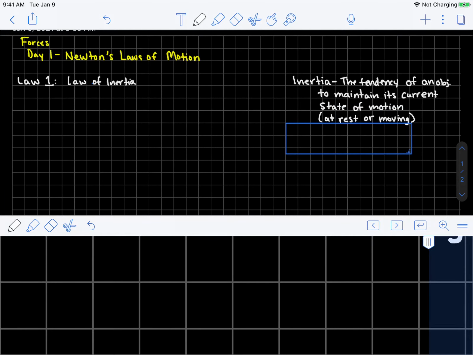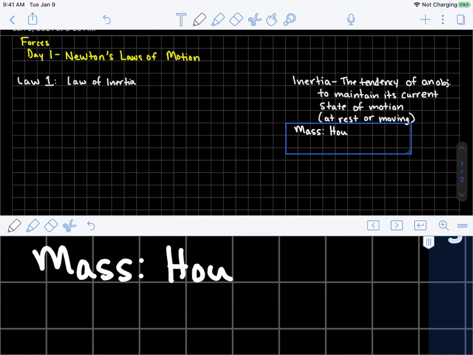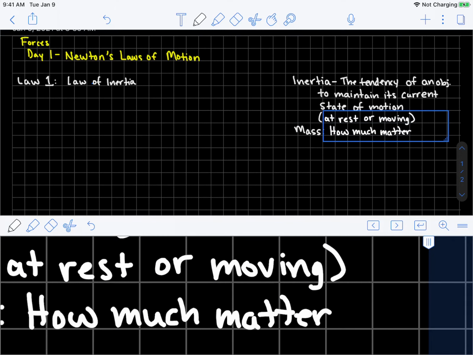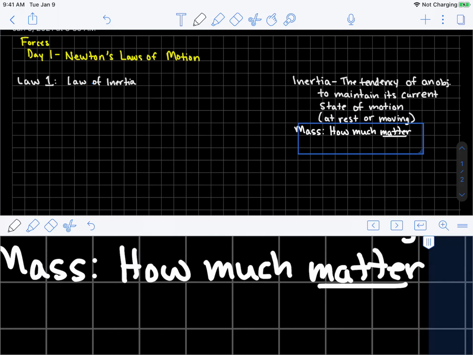The other word that we want to define is this word mass. We're going to be using mass a lot. Now, mass is not the same thing as weight, okay? The mass is the stuff that makes up the object. And in terms of chemistry, how much matter? We use this word matter in chemistry a lot. We're going to bring that back. How much matter something contains. That's something being an object.